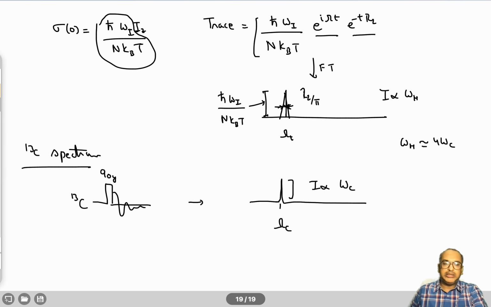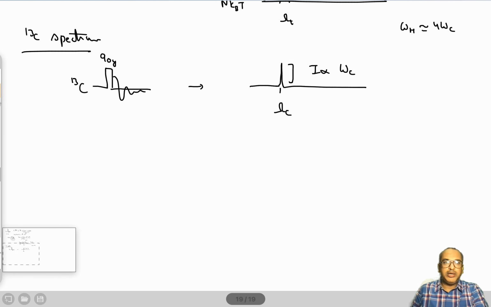So what do you do in such a case? Okay, so there is one important thing which we had learned, that signal to noise ratio is proportional to gamma of excited nuclei raised to the power 1 and gamma of detected nuclei raised to the power 3 by 2.